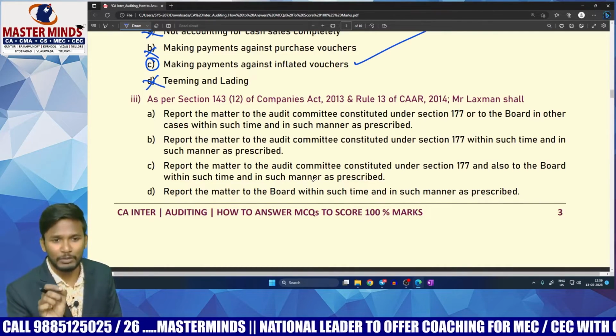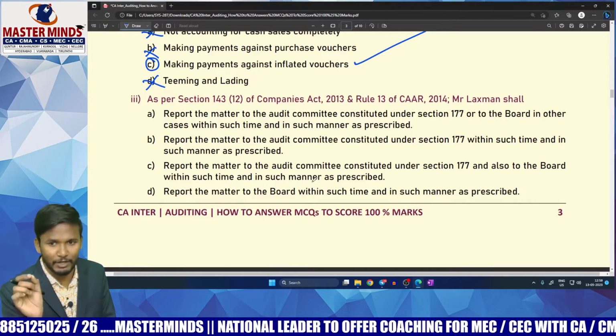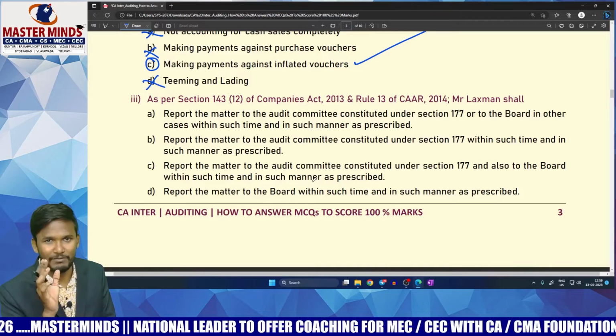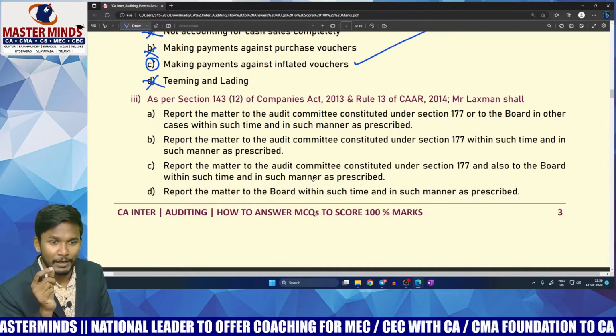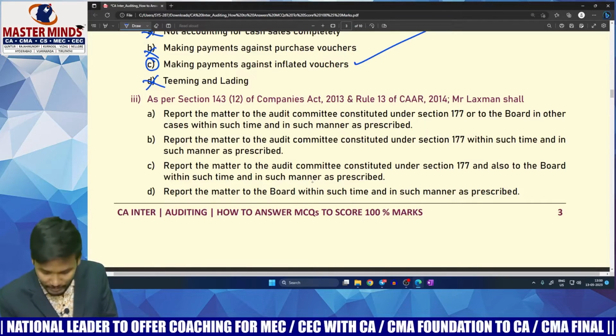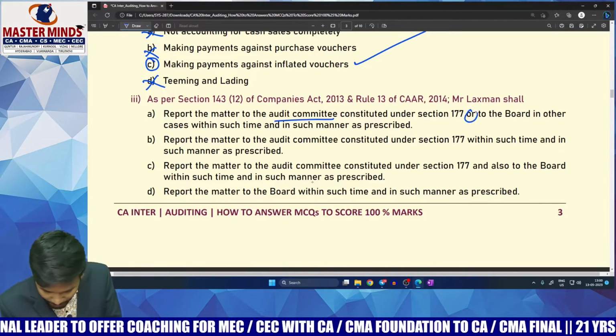Report the matters to the audit committee constituted under section 177 or the board in the case within such time and in such manner prescribed. I can say 2 days time. Yes, next one. Report the matter to the audit committee constituted within such time. They are telling here audit committee or board of directors.